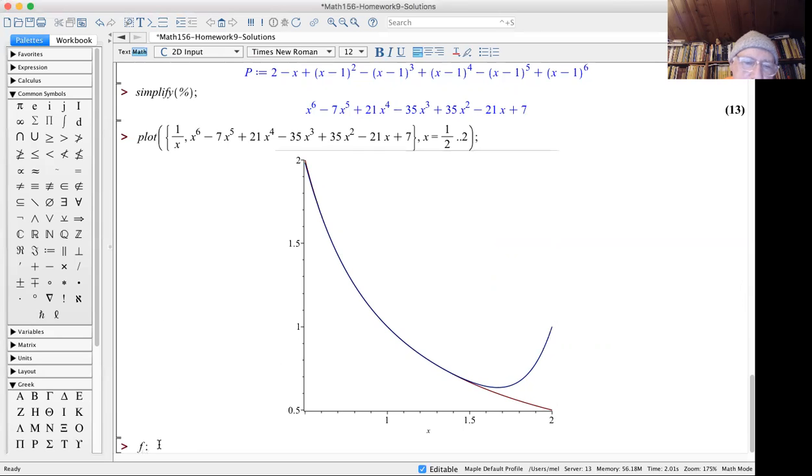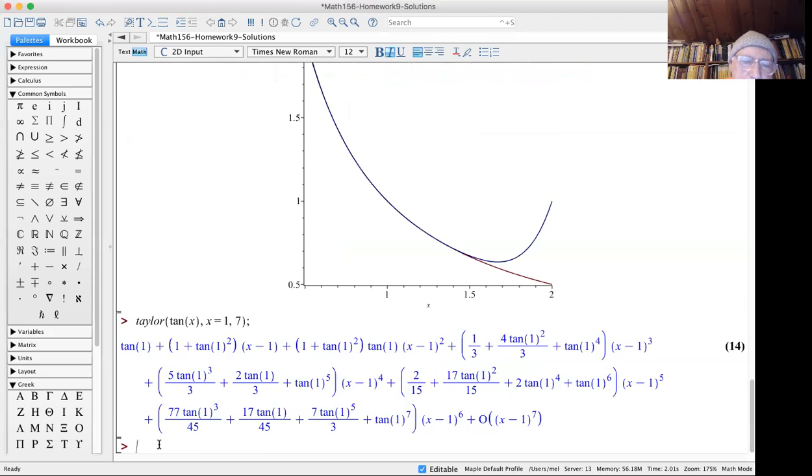Next, we have the tangent. Let me just write it down. Taylor series for tangent of x at x equal 1 up to 7. Oops.